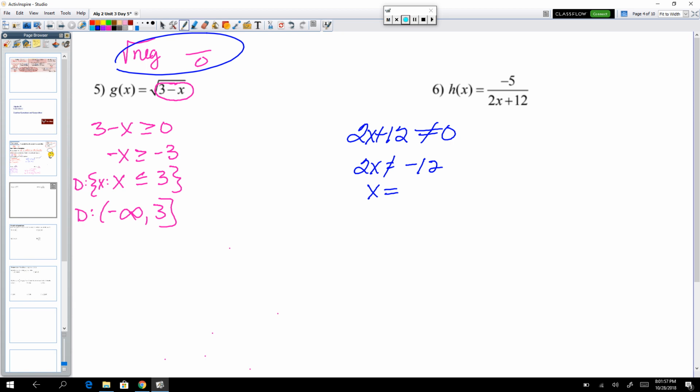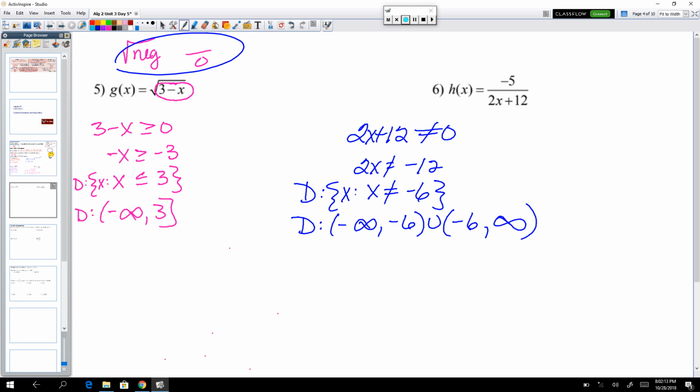Oh, sorry. x cannot equal negative 6. So you could declare the domain this way, in set notation, or you can declare it with interval notation. We can take the interval all the way up to negative 6, and then unify on the other side everything after negative 6, but not actually negative 6. And if you need to pause and prove that to yourself by checking negative 6, a number less than negative 6, and a number greater than negative 6, please pause the video and do so.